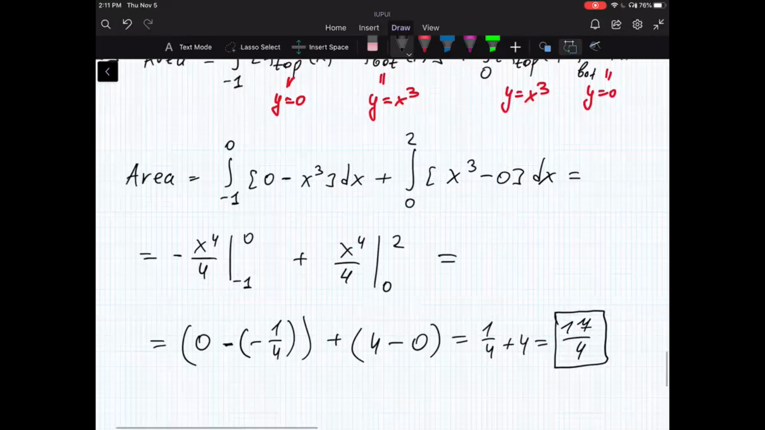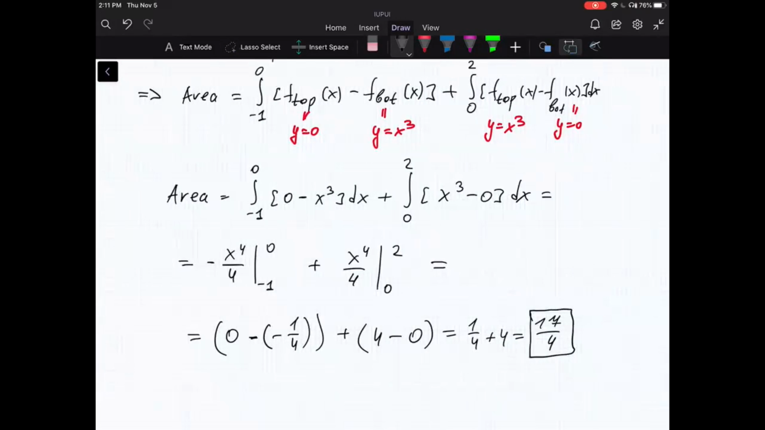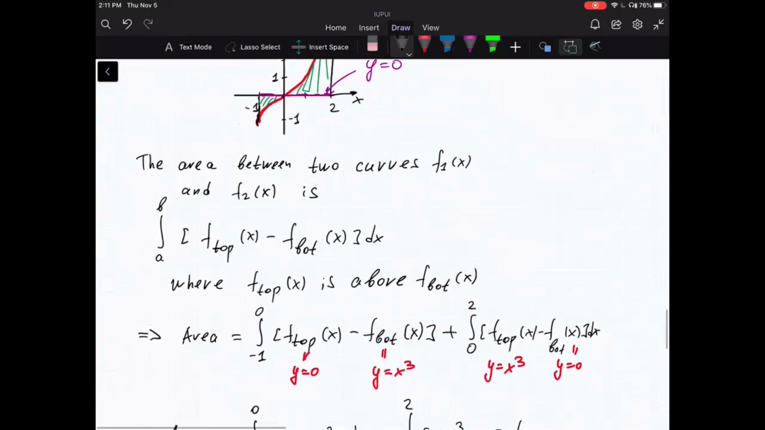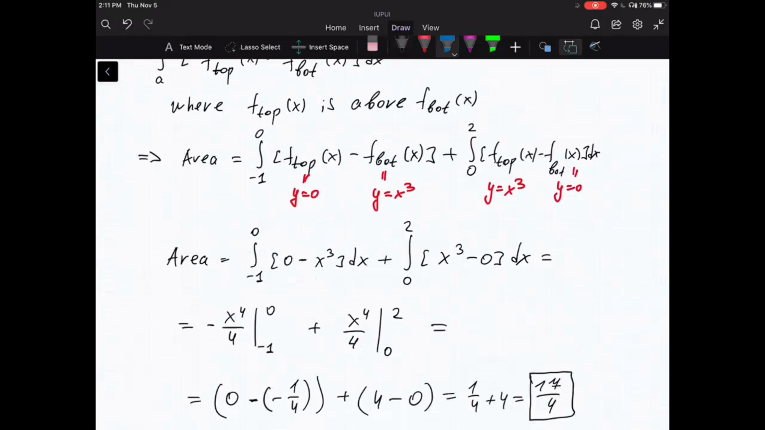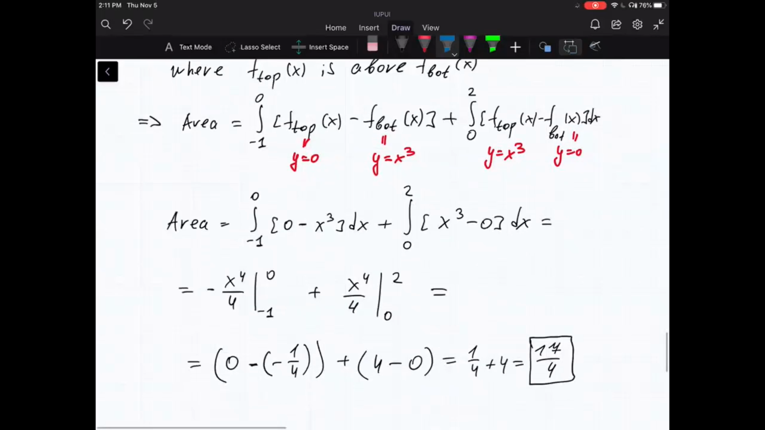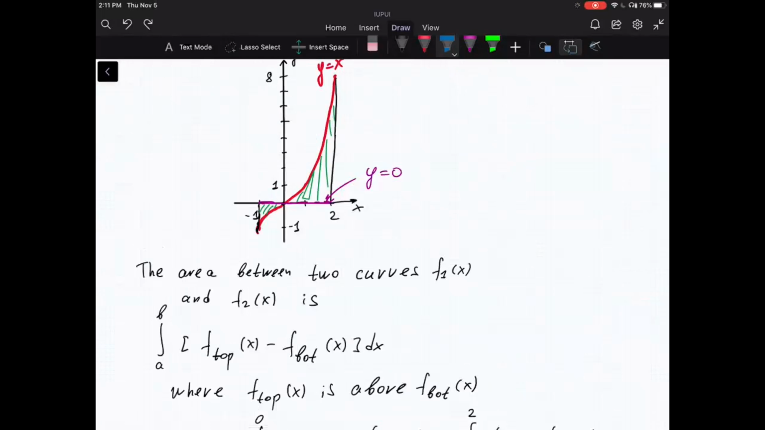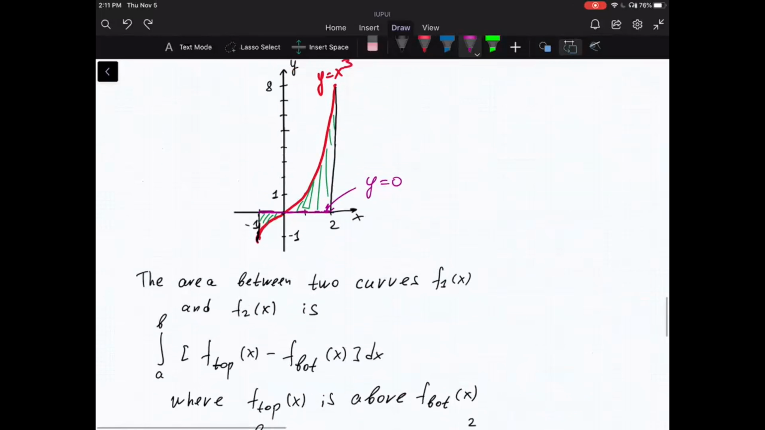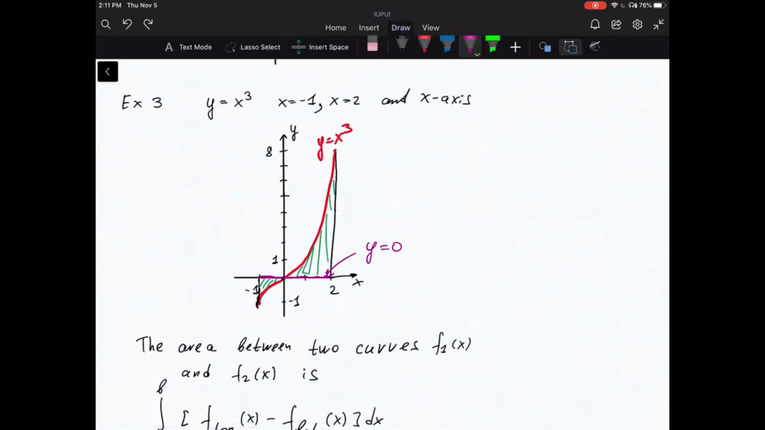Yes, so you see that the first integral gave me the value 1 over 4, which is positive. So indeed I obtained area. While if I just integrated y equals x cubed, I would get a negative number.